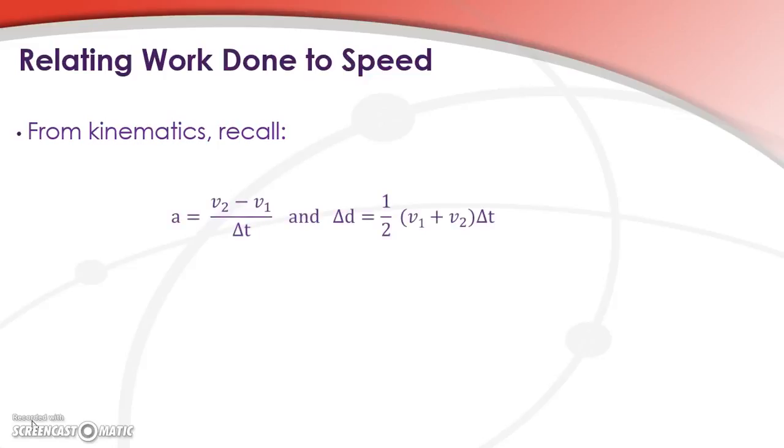Let's back up even further and talk about kinematics. Acceleration equals v2 minus v1 over delta t, and delta d equals our average speed times delta t, so 1/2 times v1 plus v2, times delta t. The only constraint here, of course, is constant acceleration.